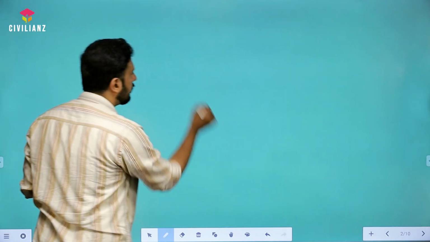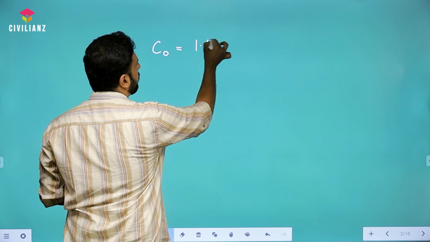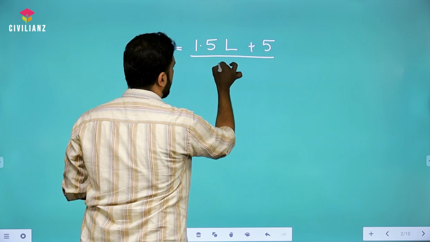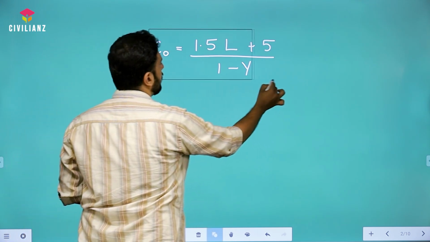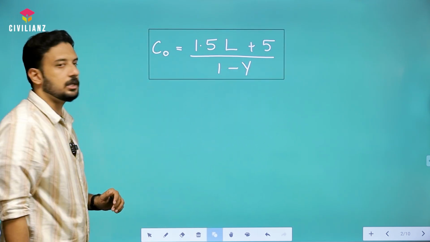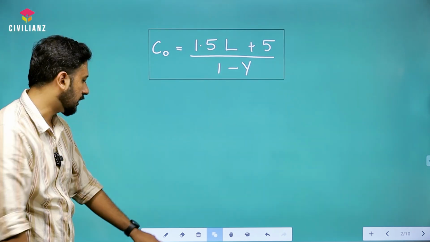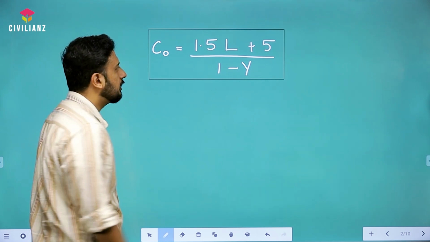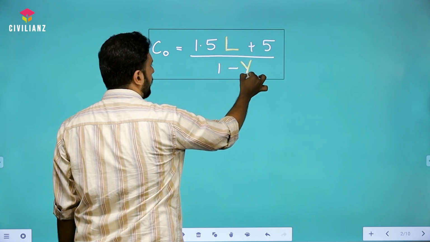According to Webster, the optimum cycle time C0 is equal to (1.5 L plus 5) whole divided by (1 minus capital Y). So this is our equation. This we need to learn by heart. C0 is equal to 1.5 L plus 5 divided by 1 minus Y. Now look at this equation. There are two unknowns here, right? This capital L and this capital Y.